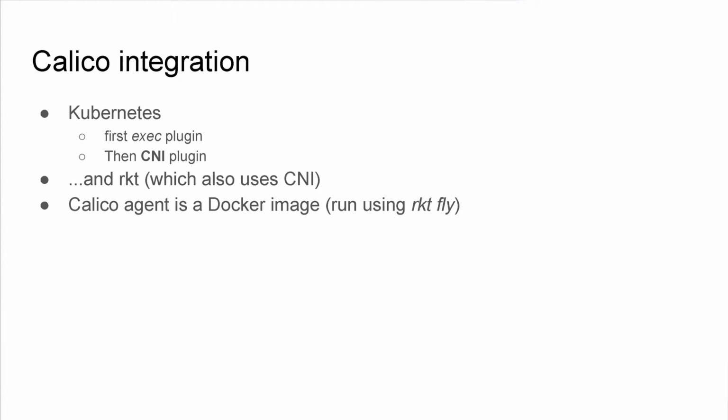We recently, coinciding with Rocket 1.0, integrated with Rocket. A lot of the groundwork for doing that was already done because we've been integrated with Kubernetes for a long time. Although Kubernetes used to have a different plugin architecture, the exec plugin, they moved to the CNI plugin architecture, which is what Rocket uses. We actually integrated with that first before we integrated with Rocket. So when it came time to integrate with Rocket, my job was very easy because we already had a CNI plugin to do that.